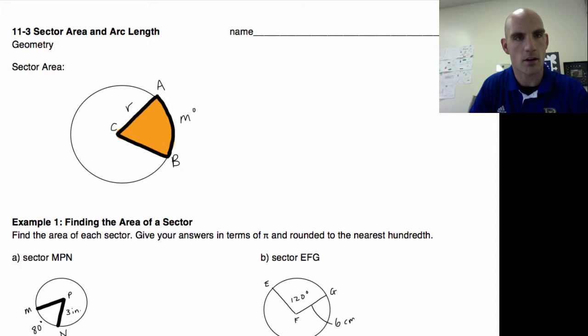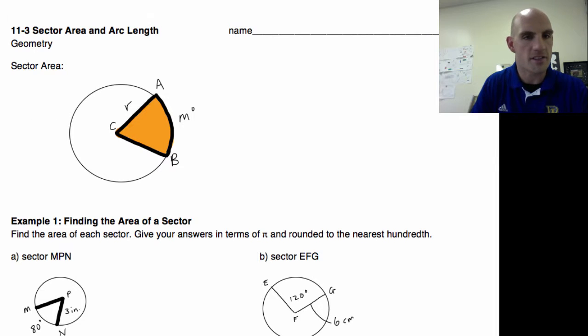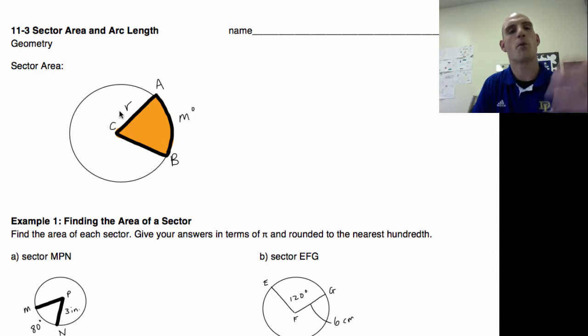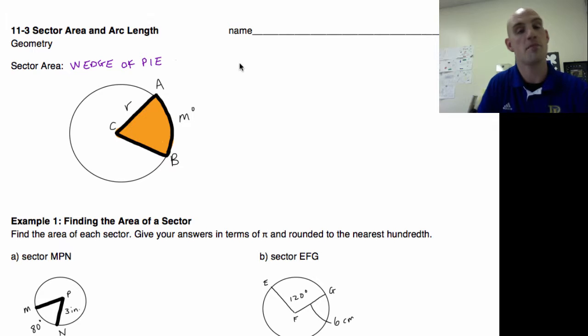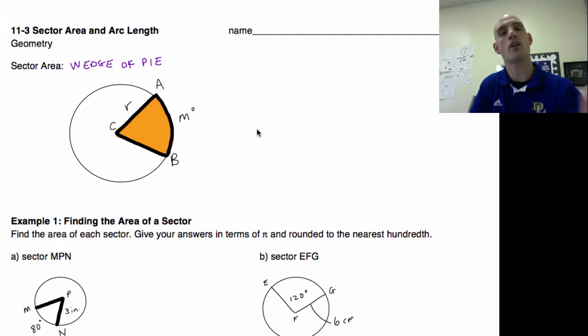Today we're going to talk about arc length and sector area. A sector area is a portion of a circle, and a good way to think about sector area would be a wedge of pie. So it's part of the pie, it's part of the circle. This orange sector here is represented by this angle M, radius R, and this angle here is also that interior angle of M degrees.